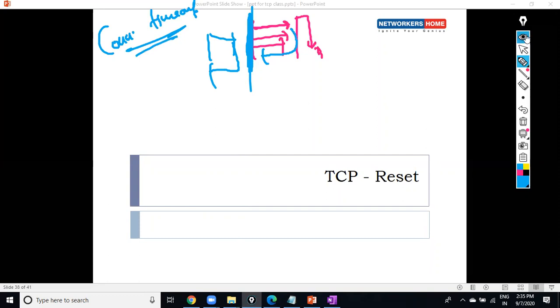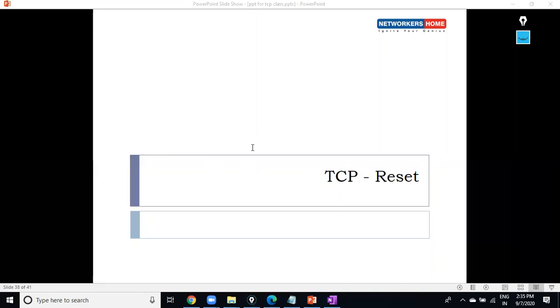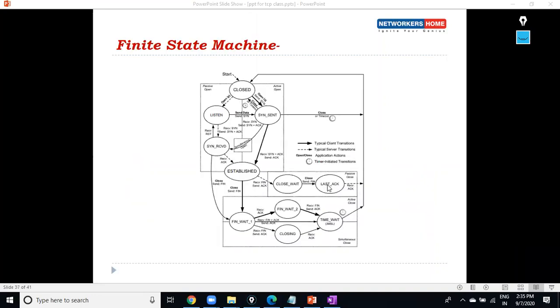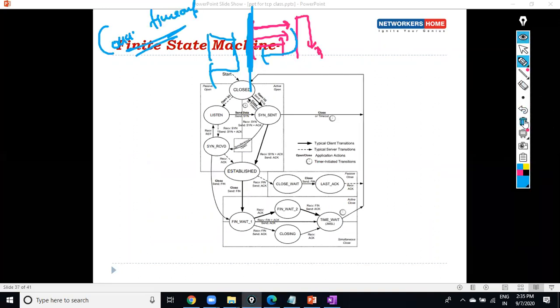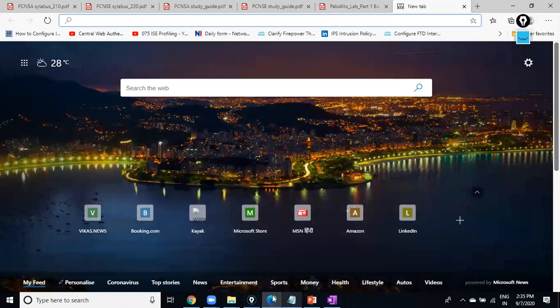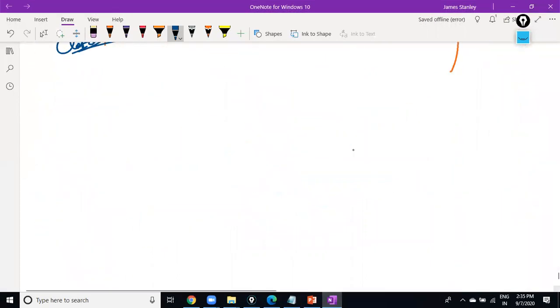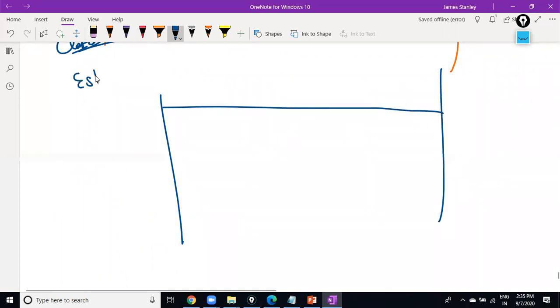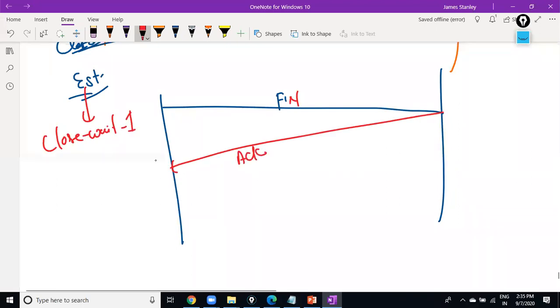Can you repeat FIN wait 2 again? FIN wait 2 is about when I receive FIN from the other side and I have the acknowledgement. See, I was in the established state, sent FIN here. I'm in FIN wait 1. Another guy is sending me an acknowledgement. Now I'm in which state? FIN wait 2.